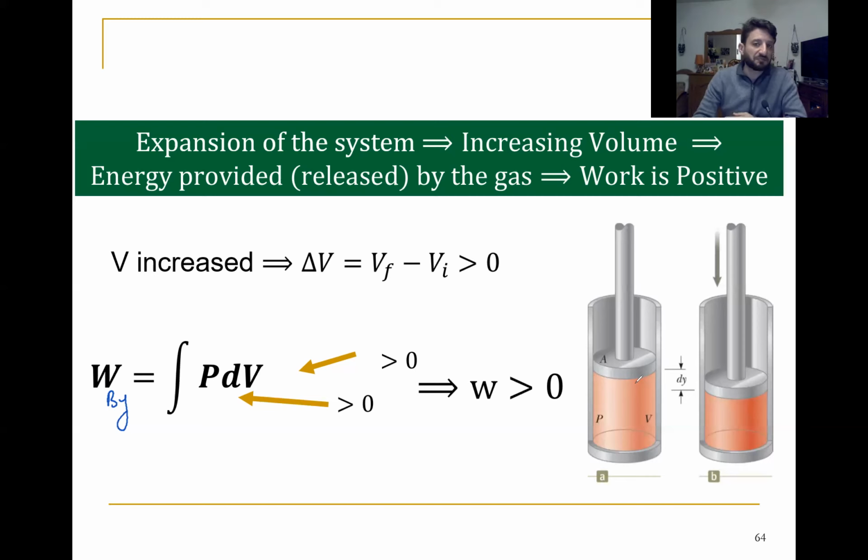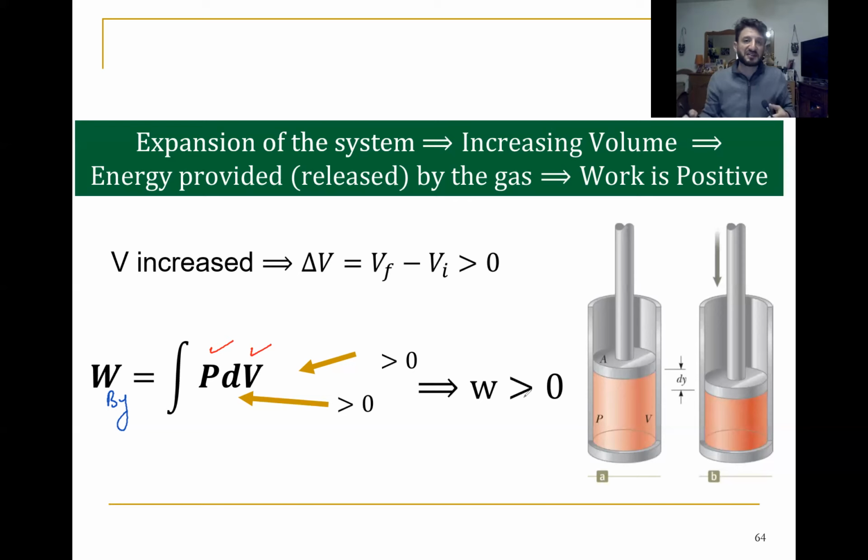So delta V is positive. You know, delta V equals the final volume minus the initial volume. If we have an expansion, delta V must be positive. If delta V is positive and P is positive in any case, so omega by the gas is positive. So you have to know now, in the case of expansion, we have increasing volume, delta V must be positive, and omega by the gas is positive.